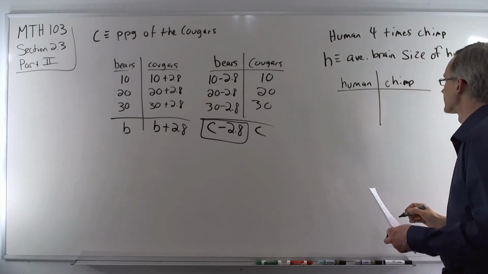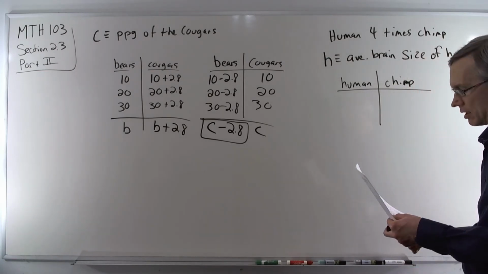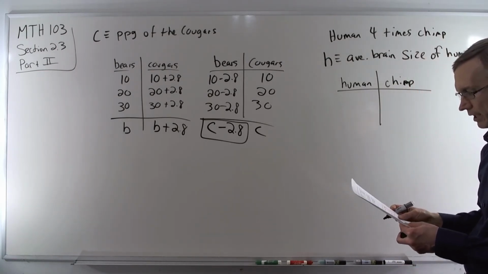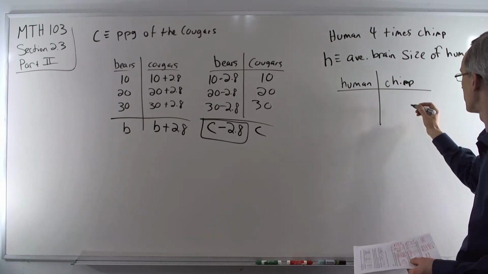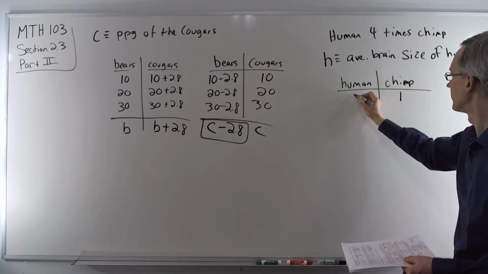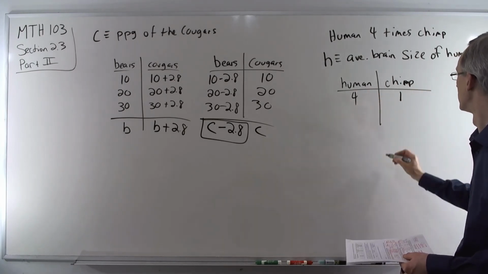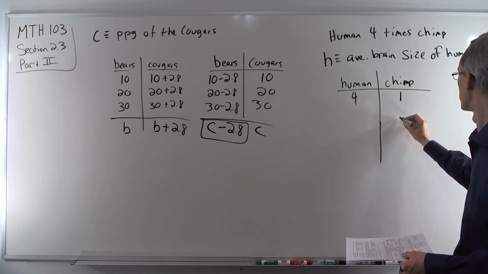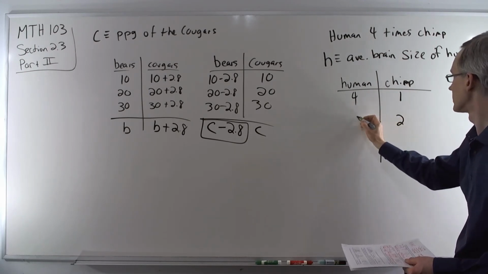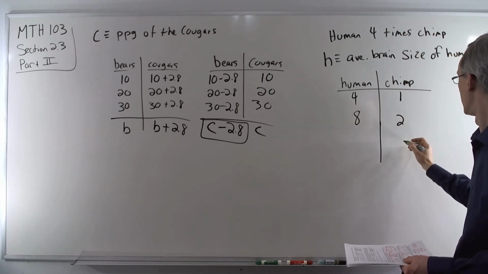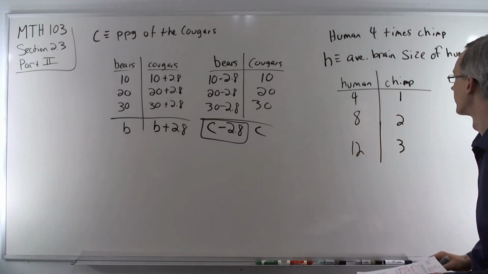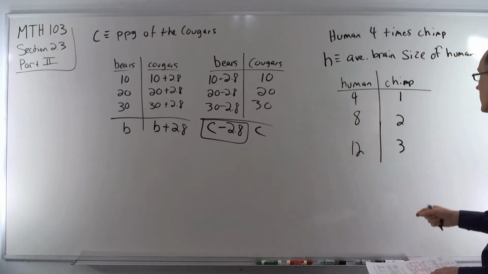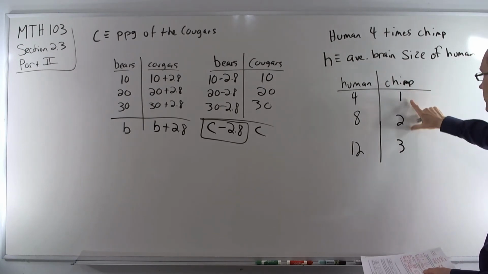All right, so make up some example numbers and see what happens. So we see that the average brain size of a human is 4 times that of a chimp. So if the chimp were 1, the human would be 4 times that. And if the chimp were 2, the human would be 4 times that, which would be 8. And if the chimp were 3, the human would be 4 times that, which is 12. All right, but I don't want changing numbers over here that are different.